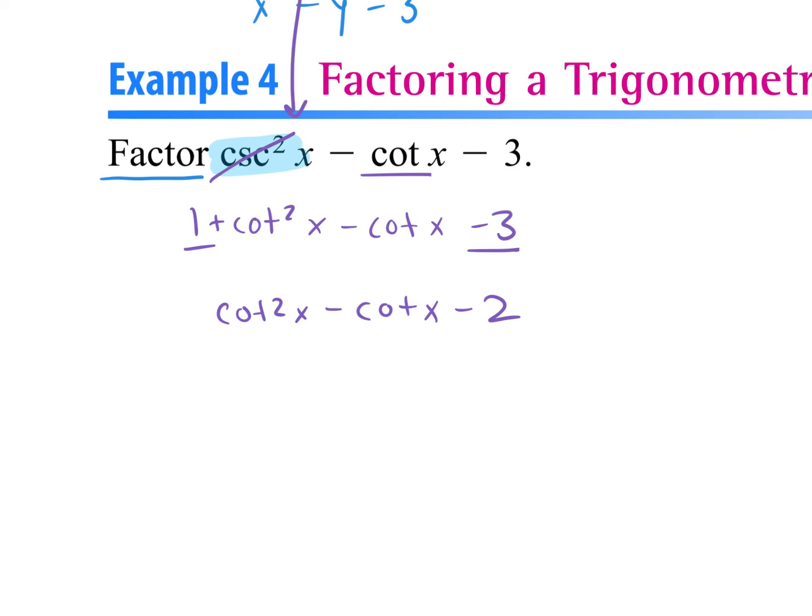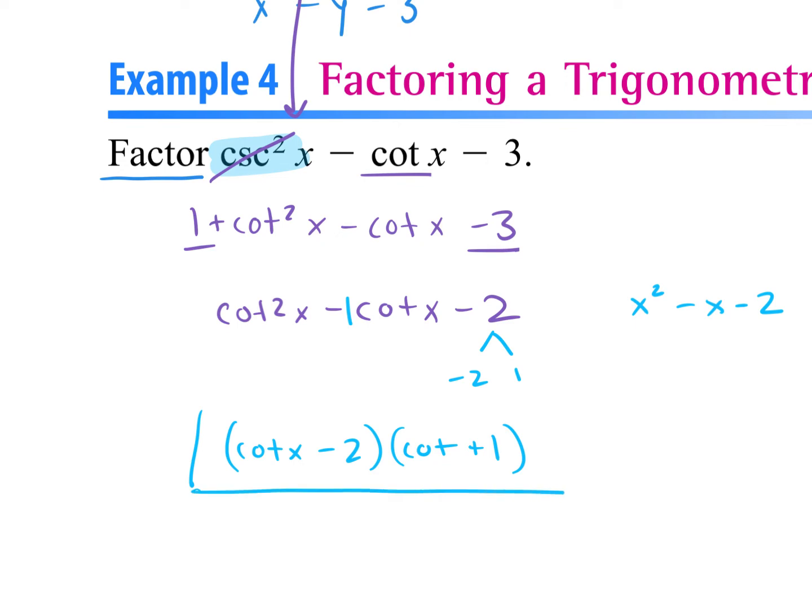Now we can factor. If you want to change it in terms of x, it'd be like x squared minus x minus 2. Let's see if we can just factor it leaving the cotangents. What are two factors of negative 2 that add to what? What am I looking for? What are they going to add to? Negative 1. So what are two factors of negative 2 that add to negative 1? Negative 2 and positive 1. So when I factor this, it'll be cotangent minus 2 and cotangent plus 1. And that's our answer.